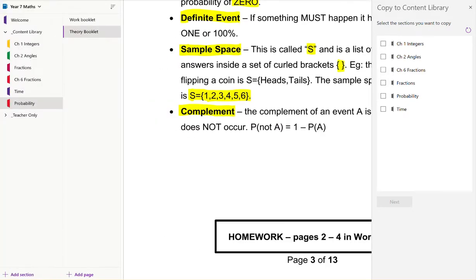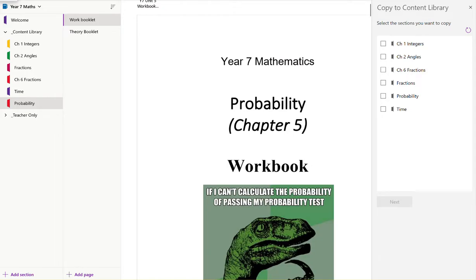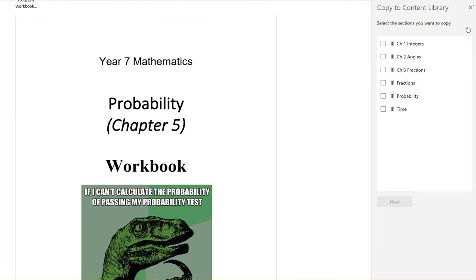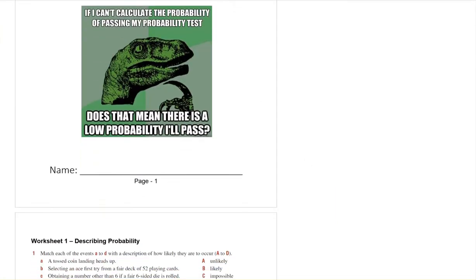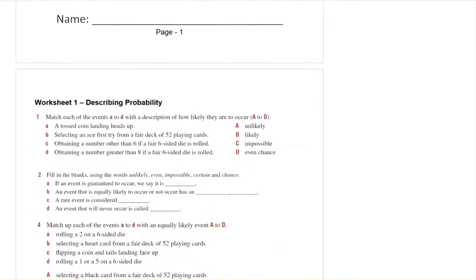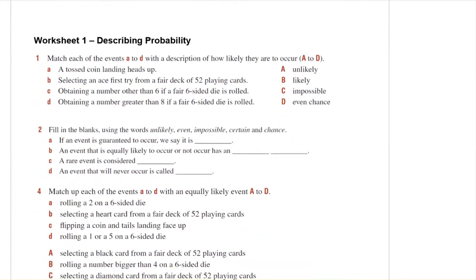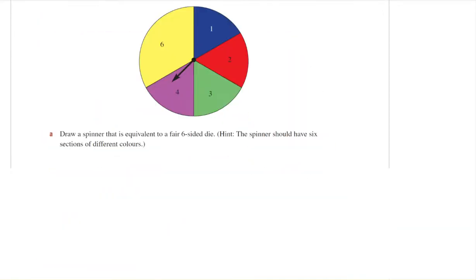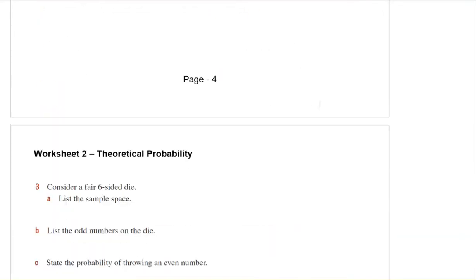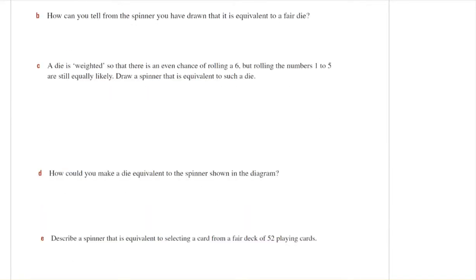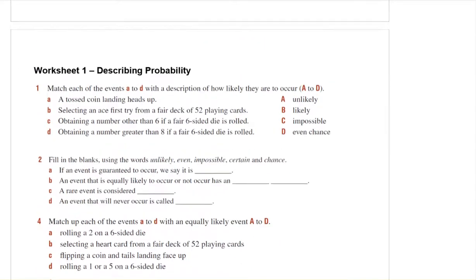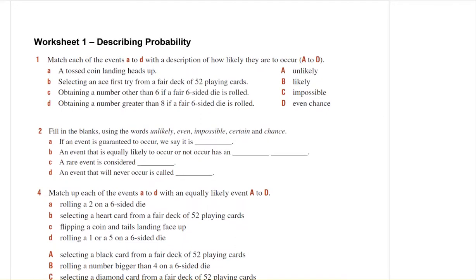So if you get out your work booklet, which looks like this, you are doing worksheet number 1, okay, which goes page 2, page 3, and page 4. Okay, so we're going up to page 4. So let me get you started. Question 1, match each of the following events, A to D, with a description of how likely they are to occur. So you don't need to draw lines, you can just write the letter next to it.